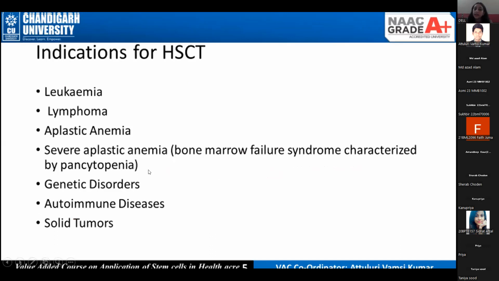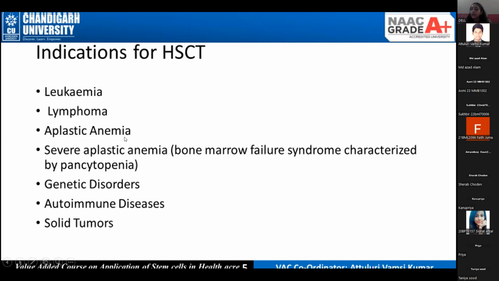Now, what are the different indications for hematopoietic stem cell transplantation? There are some conditions in which we go for transplantation, like leukemia. Leukemia is a condition in which the white blood cells proliferate abnormally, so in that condition we go for hematopoietic stem cell transplantation. Lymphoma is a type of cancer associated with the lymph, in which abnormal cells proliferate in the lymph nodes.